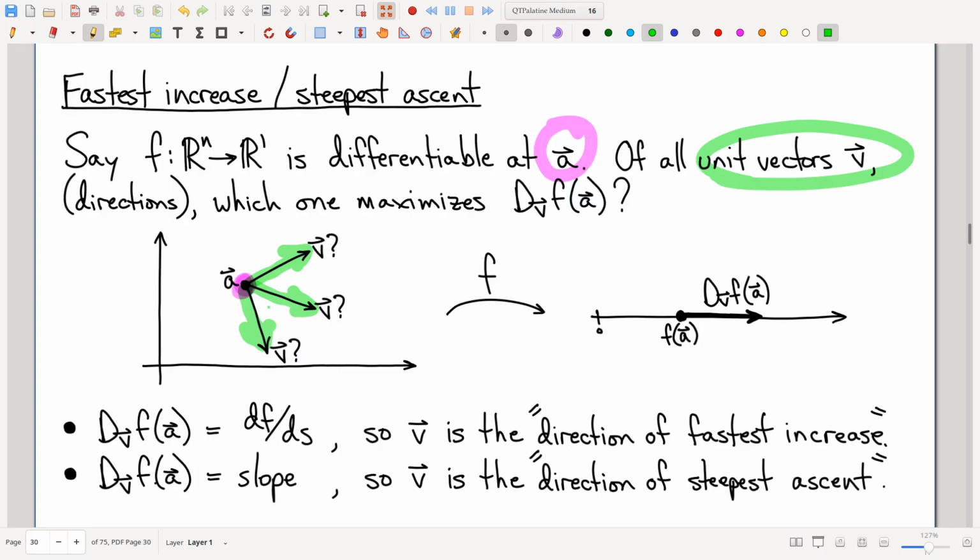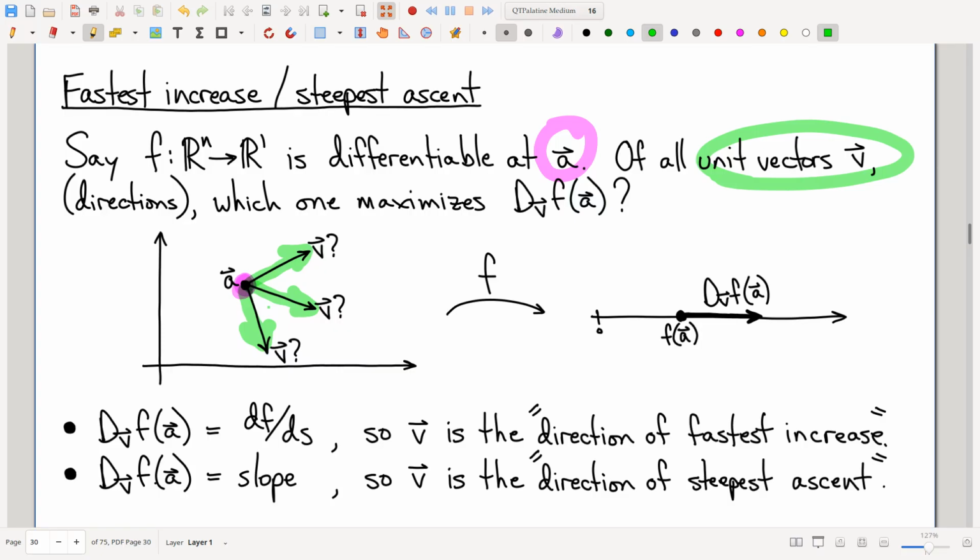For whatever it's worth, my favorite metaphor on this, I like to think of the function as representing temperature. So I'm out in the woods somewhere. This is me. I'm going to start walking in some direction. I don't know which direction. I'm trying to figure out which direction should I start walking, and why. How would I decide? Well, look, I'm cold. I want the temperature to increase as fast as possible. So I want to figure out which direction to walk that makes the temperature increase as fast as possible.